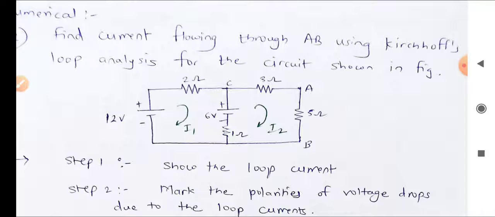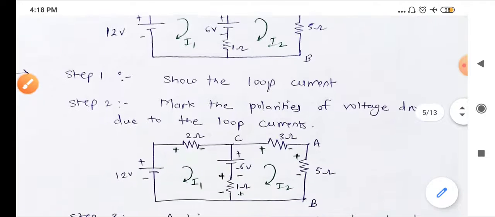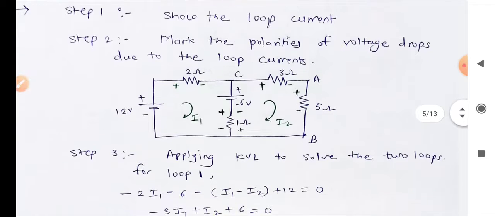So our very first step, as we are using loop analysis, is to give loop currents. We are going to show the loop currents. As two loops are present in this network, I1 and I2 will be the two currents present in the network. Now the next step is to give all the sign conventions for that network by using the flow of current. The flow of current is in the clockwise direction, and according to that, we are going to give the sign conventions.